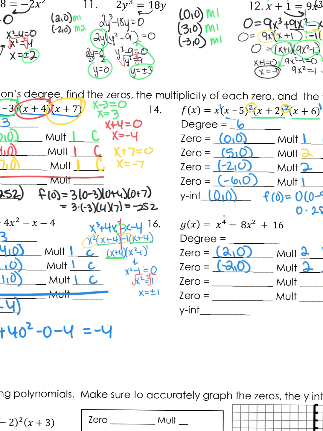And then the degree is 4 because that's the highest power. Don't need these zeros. And then for the y-intercept, we'll plug in 0 for x. And we'll get 16.